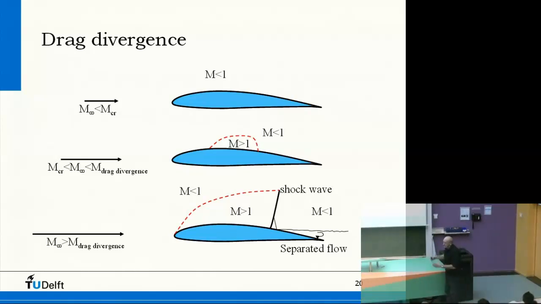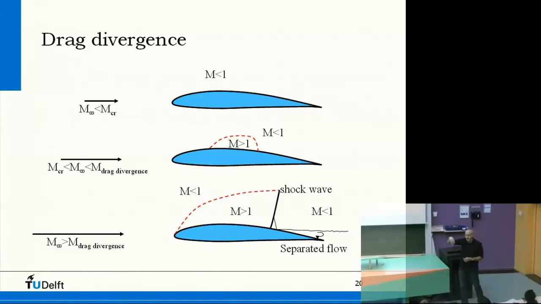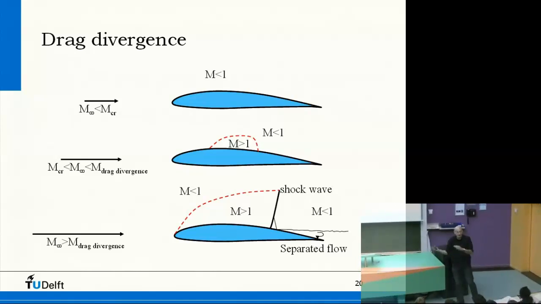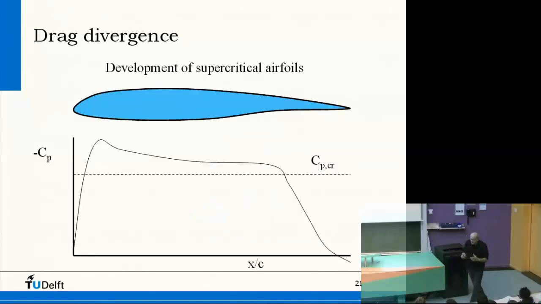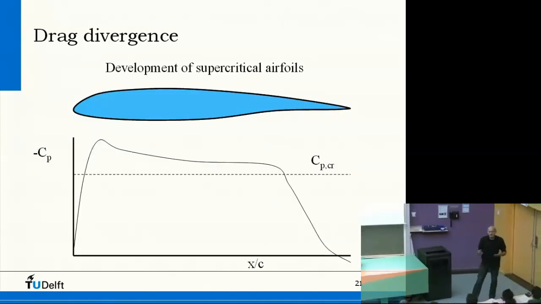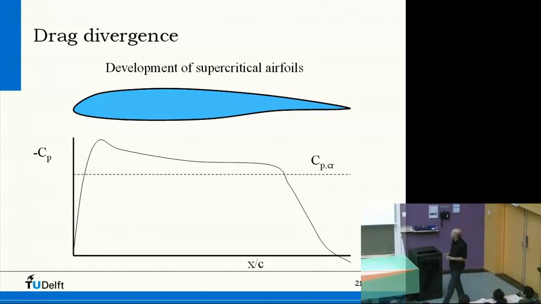So the idea is that you develop airfoils that have a lot of lift, and lift is associated with suction. So very low pressure, but low pressures mean high velocities. And high velocities mean high Mach numbers on the airfoil. And that is something that should be balanced very importantly. So that was the start, when people started to realize that, that was the start of the development of supercritical airfoils.